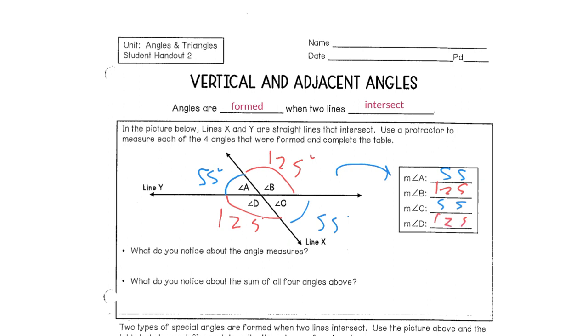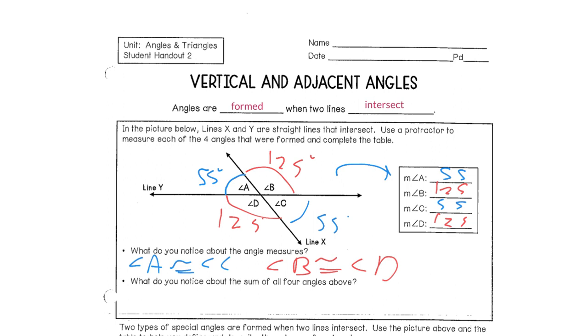So then when it says, what do you notice about the angle measures? I want to make sure that you are noticing that angle A and angle C are congruent, which means they're the same measure. So what you're going to say is angle A, and this is the symbol for congruent, is congruent to angle C. And we also know that angle B is congruent to angle D, okay? And we can see that in the diagram.